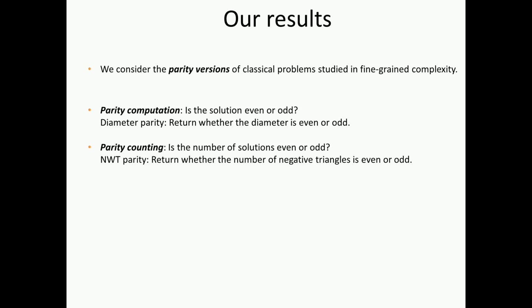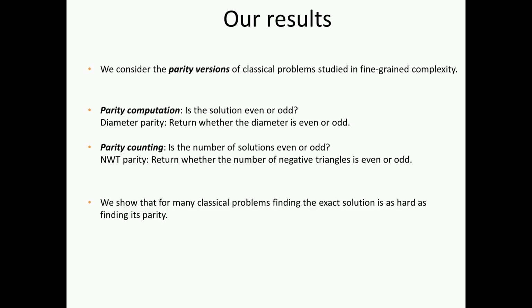The second class is parity counting that asks if the number of solutions is even or odd. We can consider the problem of negative weight triangle counting that asks to count the number of negative triangles in the graph. And the negative weight triangle parity asks to return whether the number of negative triangles in the graph is even or odd. In the paper, we show that for many classical problems, finding the exact solution is as hard as finding its parity.